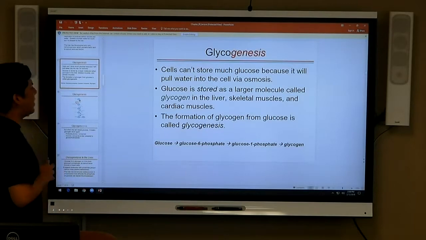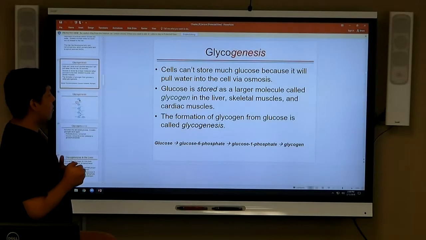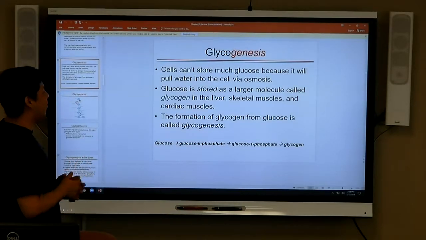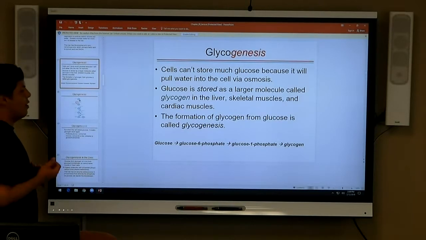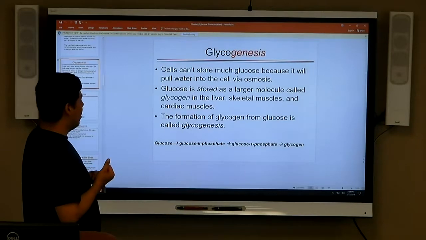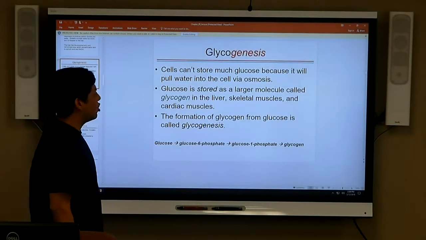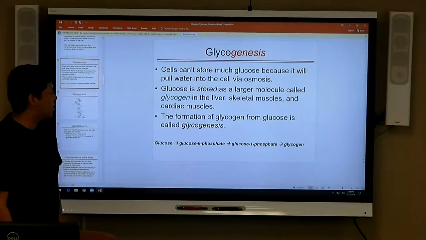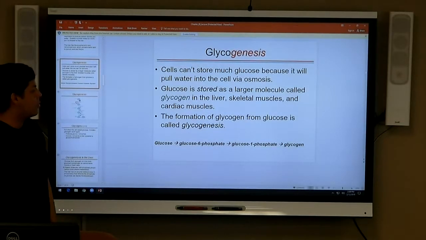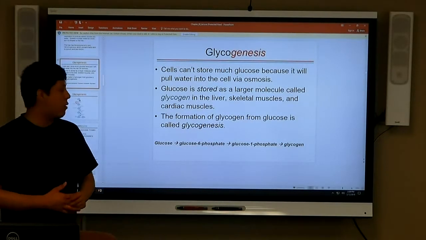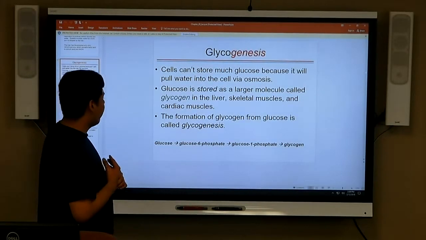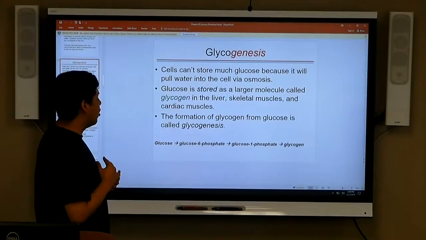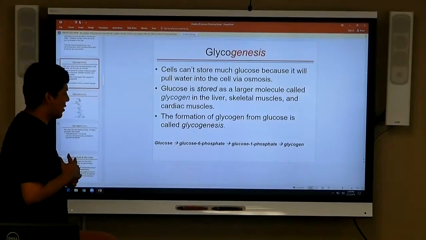Glycogenesis. Cells can't store much glucose because it will pull water into the cell via osmosis. Glucose is stored as a larger molecule called glycogen in the liver, skeletal muscles, and cardiac muscles. The formation of glycogen from glucose is called glycogenesis.